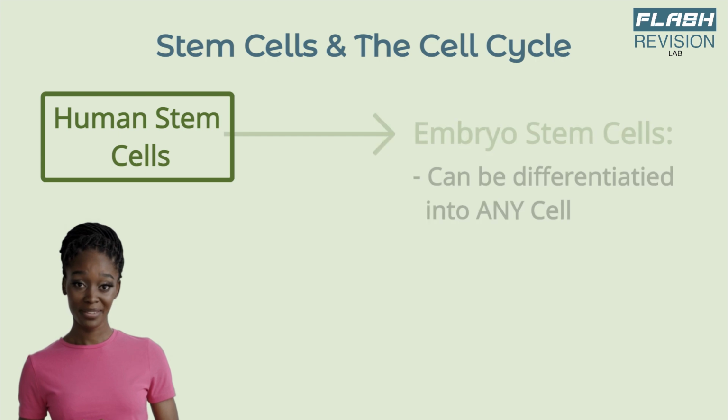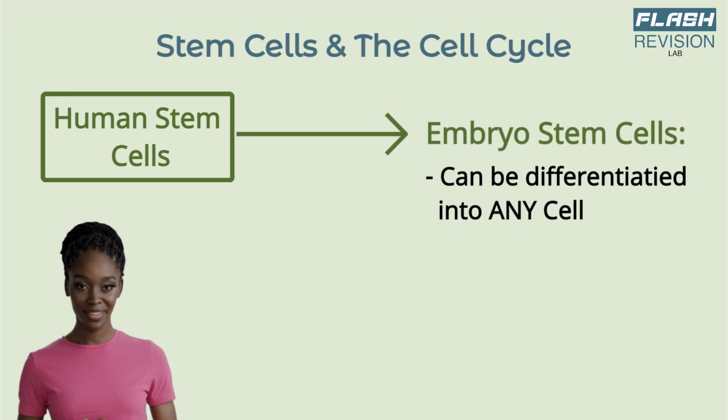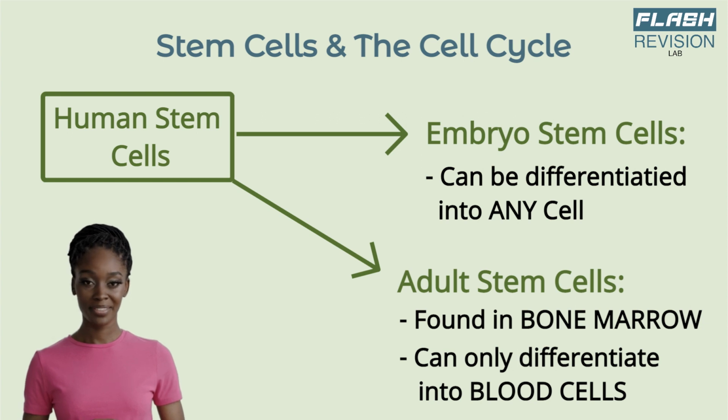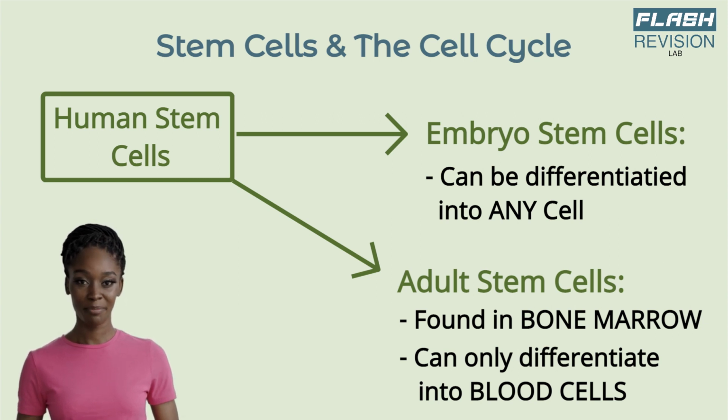In human embryos, stem cells can be cloned and turned into any type of human cell. For adults, stem cells aren't as easily found. They're mainly found in their bone marrow, and these can only form certain types of cells, like blood cells.